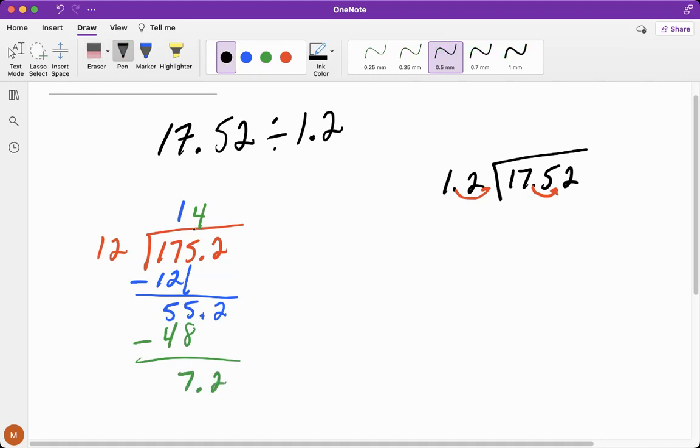Now that I'm going beyond the decimal, I need to make sure I put the decimal in my answer. And now how many times does 12 go into 72? It goes into it 6 times, and 6 times 12 is 72. So that's going to subtract and give me a remainder of 0. So now I know that my final answer is 14.6.